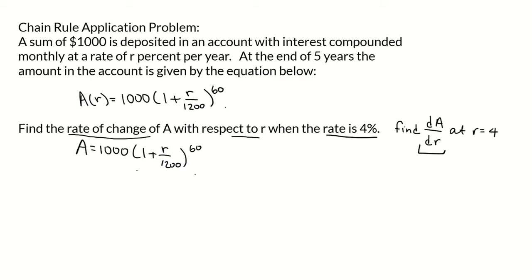We have kind of a complicated equation here with an outer piece and an inner piece. So this is when we want to use the chain rule. We're going to take this piece in parentheses and let that piece be u. So I'm going to say that u is equal to 1 plus R over 1,200. And then instead of writing the longer equation for A, we're going to write A equals 1,000 multiplied by u raised to the 60th power.